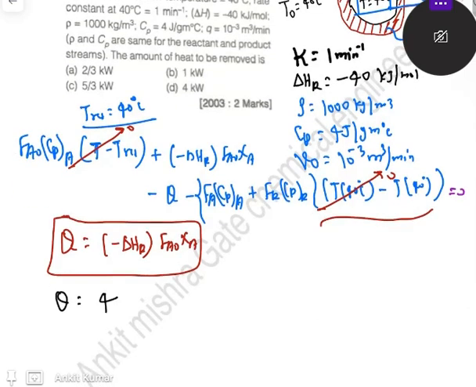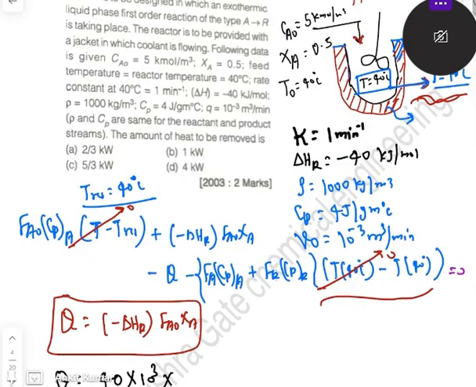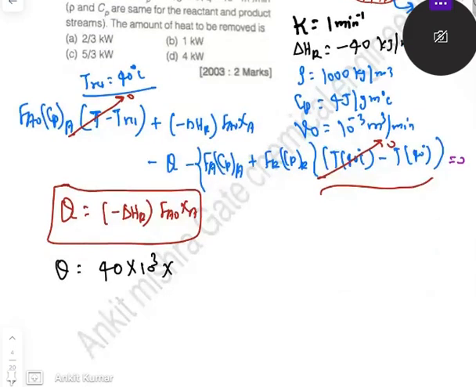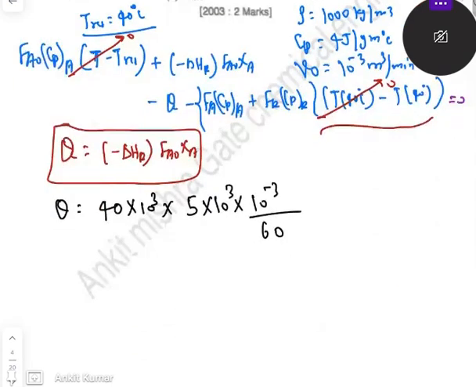Minus 40 kilojoules. So 40 into 10 to the power 3 kilojoule into Fa naught. Fa naught is not given to you, but here you can see Ca naught and the volumetric flow rate are given. So 5 kilomole per meter cube and 10 to the power 3 millimeter. So that is 10 to the power 3 multiplied with 10 to the power minus 3 divided by 60. And what is Xa? Conversion in the reactor is 0.5. So that is your half.